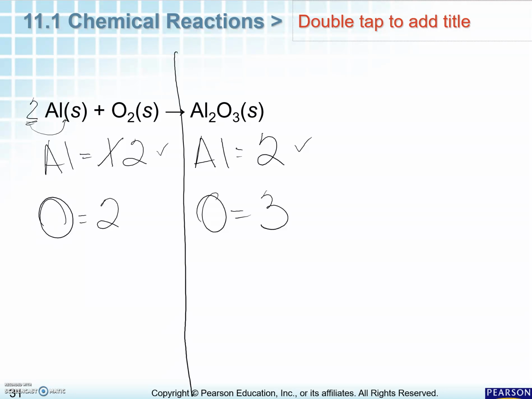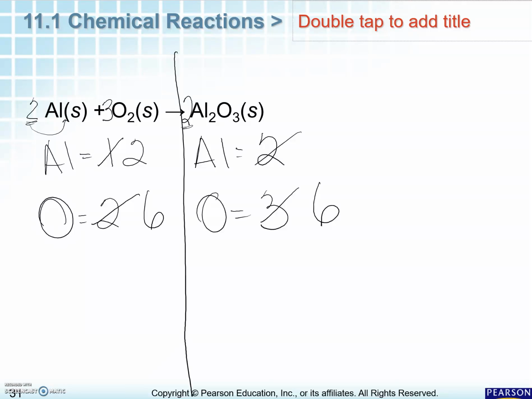So if you were to take the 3 as a coefficient on the left side, that would give you 6 oxygens on the left. Now, how would we get 6 oxygens on the right? If you guessed 2, that's correct. We have to multiply our whole compound by 2, giving us 6 of our oxygens. Now that also does change our aluminum, so they're no longer balanced.